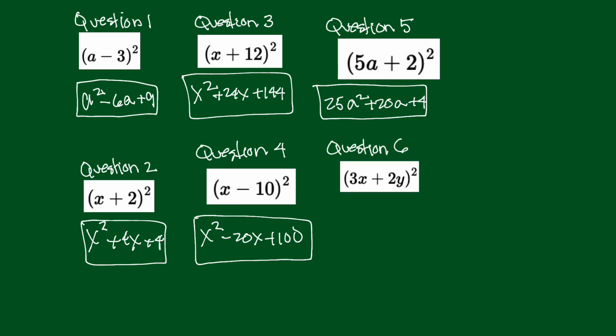Question 6, yet another binomial that we're going to square, so let's use our template. Square the first. Now 3x times 3x is 9x squared. Multiply these two together. 3x times 2y is 6xy, but you double it. So plus 12xy, and then square the last. That 2y times 2y is +4y squared.